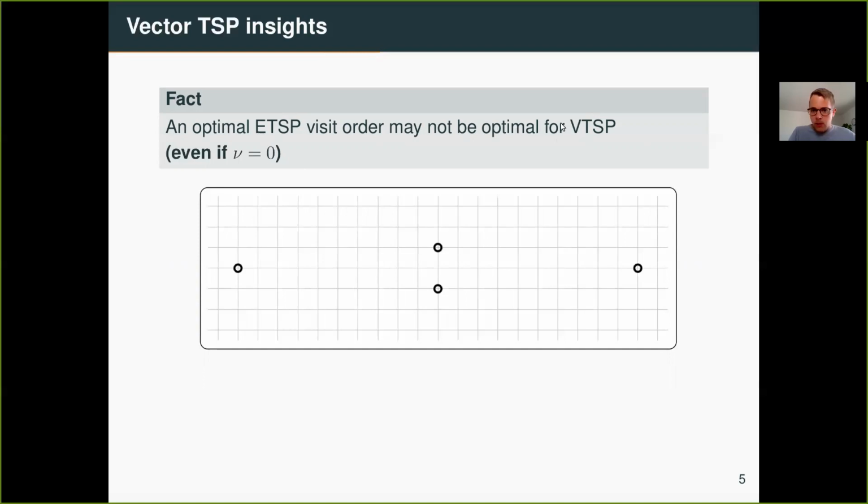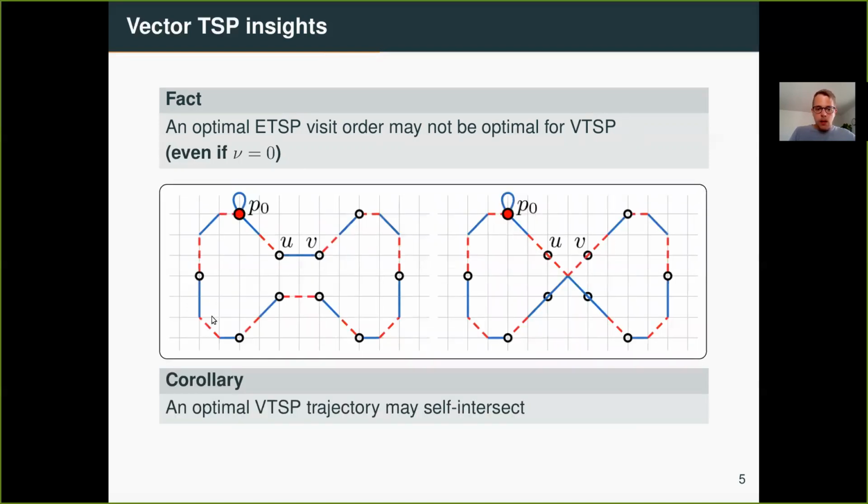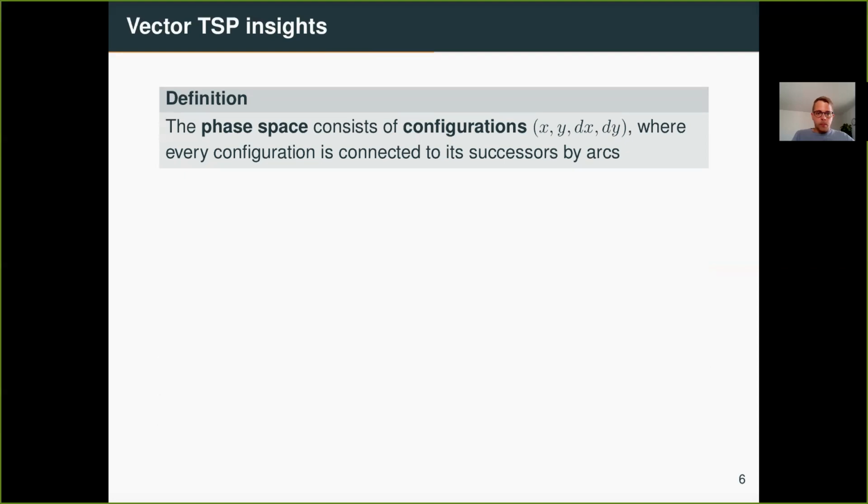But we found out that the VectorTSP optimal visit order is actually the other one. So it's this one, go to the top, and instead of going to the right, you go below, to the right, and you go back. And a nice corollary of this fact is that an optimal VectorTSP trajectory may in fact self-intersect and still be optimal, such as the one on the right here, which is of course in contradiction to the Euclidean TSP, which cannot intersect or it's not optimal due to the triangle inequality.